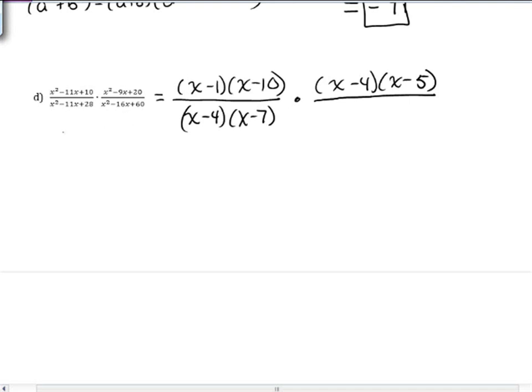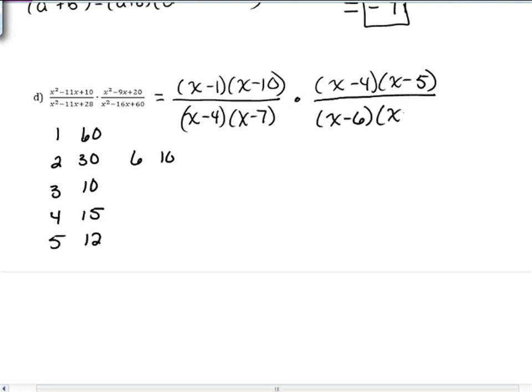So just list some factors of 60. It would be 1 and 60, or 2 and 30, or 3 and 10, or 4 and 15, or 5 and 12, 6 and 10, and 6 and 10 is the one that will do it for us. We need a negative 16. So it's going to be x minus 6 times x minus 10.